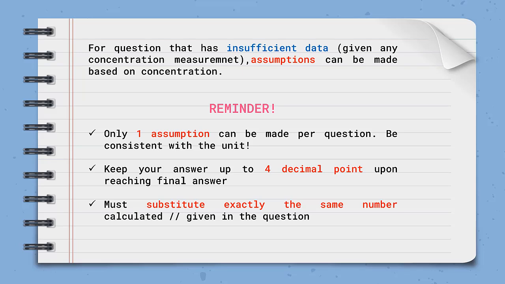And then please keep your answer up to 4 decimal points upon reaching the final answer, because if you round off too early, then it will affect your final answer. So sometimes the range will move a little bit far from the desired range. And lastly, if you are still working on the calculations, you must substitute exactly the same number calculated, brought forward, or given in the questions. If the question writes 1.000 gram, then you need to transfer exactly the same 1.000 to the formula.